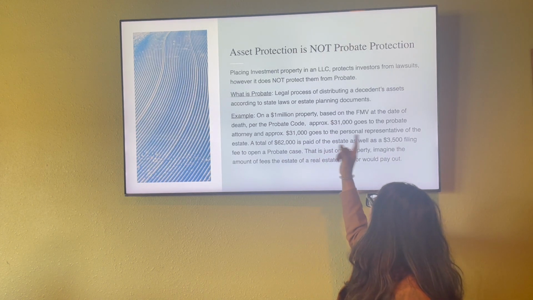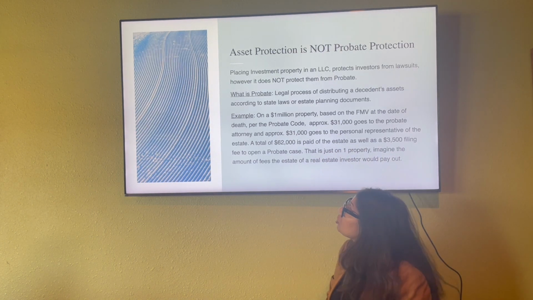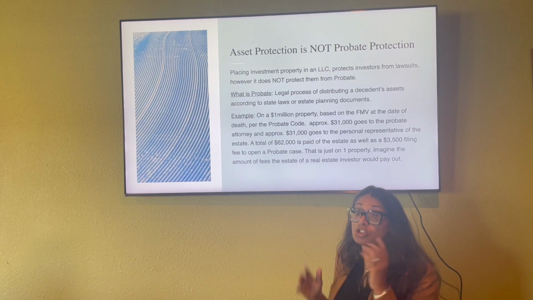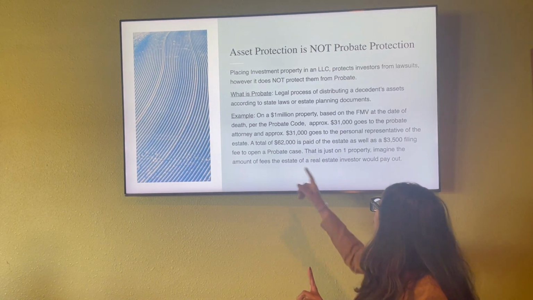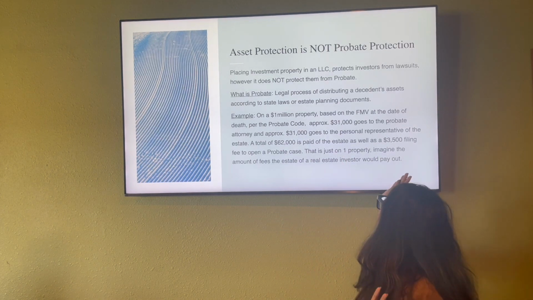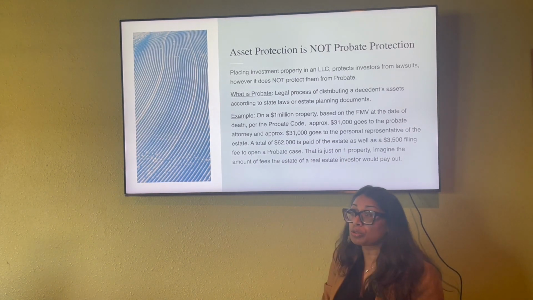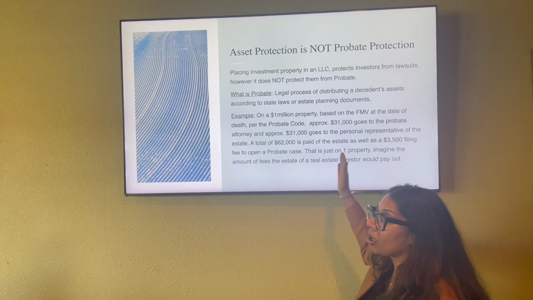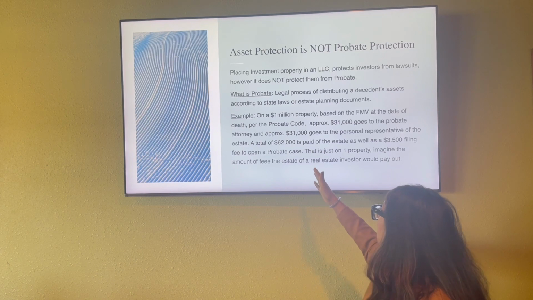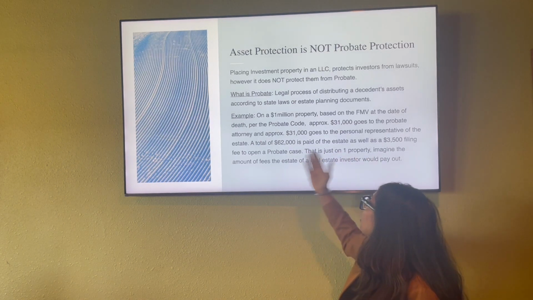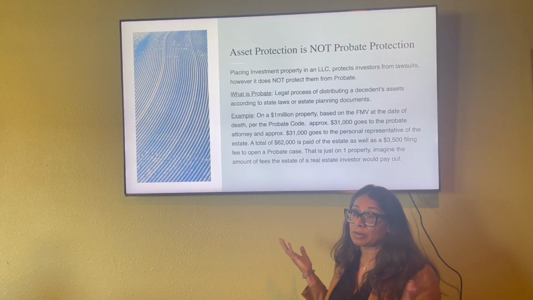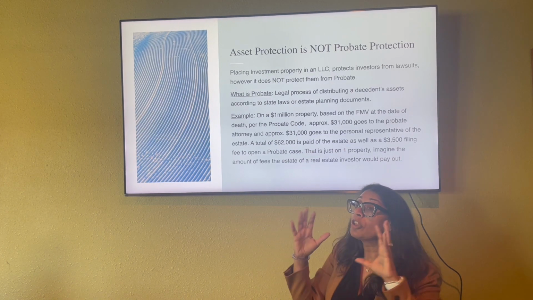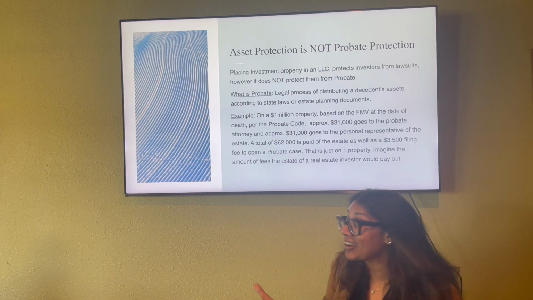For the probate court, $31,000 goes to the probate attorney and $31,000 goes to the personal representative of the estate, just on that one property. So a total of $62,000 is paid out of the estate, and there's a $3,500 filing fee just to open it. So right off the bat, on that one property not being in probate, the family's already shedding $65,000 on that, right?